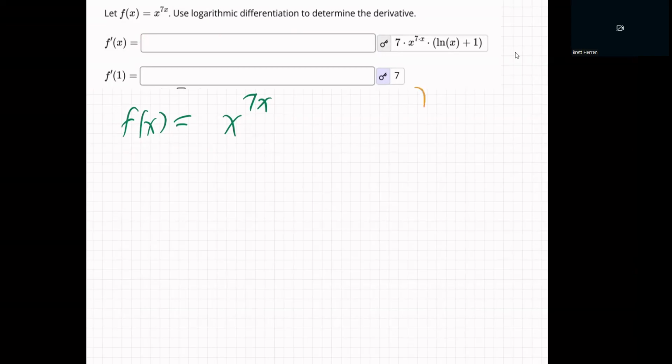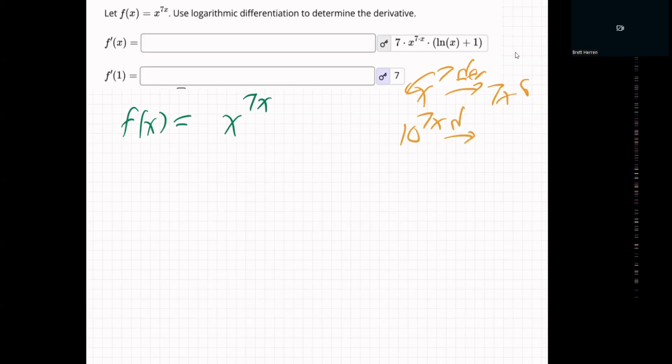We know the rule if you just had x to the 7th, not 7x, but just 7. We know how to take the derivative of that: just bring the 7 down, 7x to the 6. Or if you just had a number like 10 to the 7x, we actually know how to take the derivative of that. It's like e to the x, except you keep the same, then make an adjustment, ln 10, and then the chain rule tells you the derivative of the inside is 7. So it'd be complex, but we could do it.